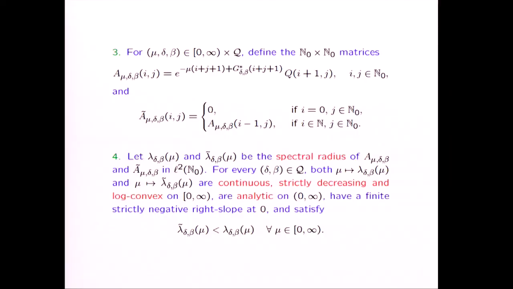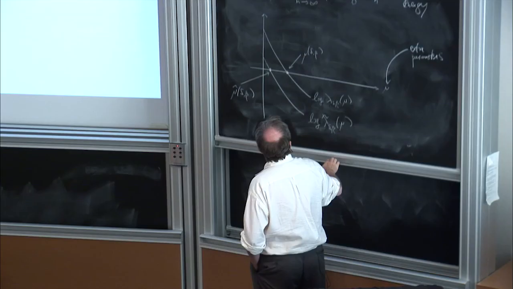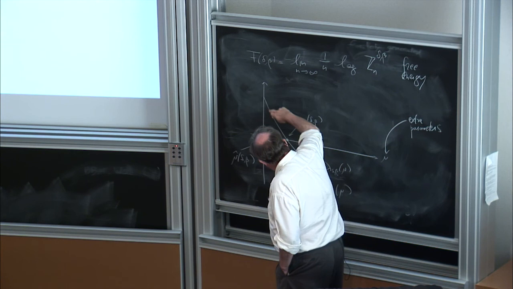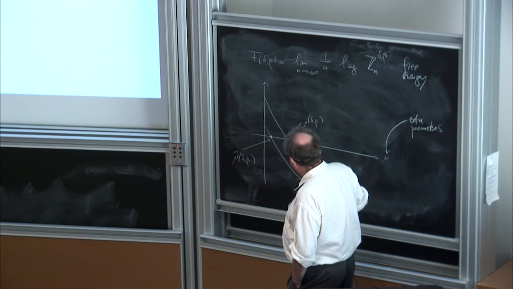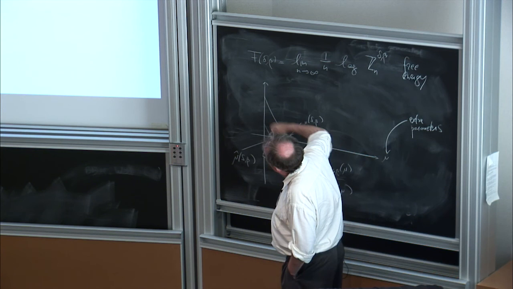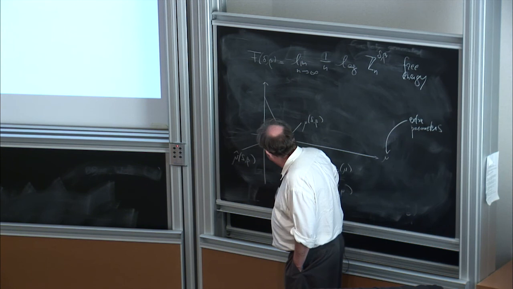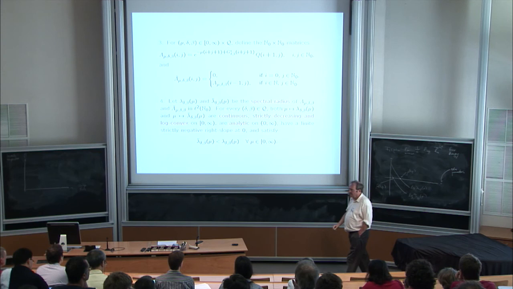So the delta and the beta are the two parameters in our model, and mu is another parameter I want to play with. It plays the role of a kind of Lagrange multiplier, and then it turns out that this spectral radius as a function of mu, if I plot the logarithm of that thing, is just a nice curve that goes like this. The curve might start below the origin, depending on which choice of delta or beta I pick, but it's a continuous, strictly decreasing, and log convex function. It's analytic, certainly for positive mu. It is also everywhere differentiable. It has a nice slope. So this is a nice object.